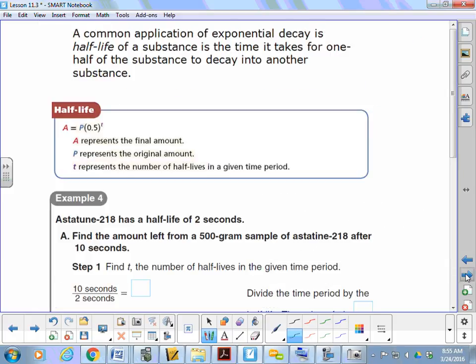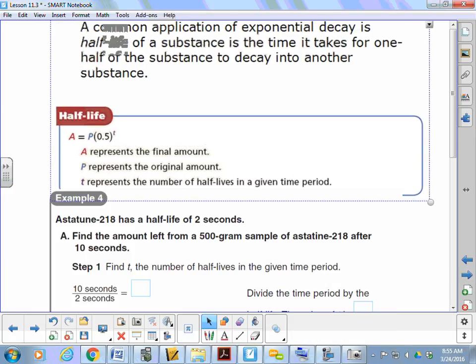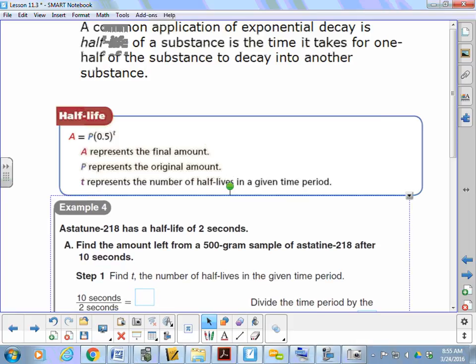All right, a common application of exponential decay is half-life. And there's formulas here, but we're going to talk about how that works without necessarily using the advanced part of the formula. Here is the half-life formula. First of all, this you'll need. We're using P once again for our starting value.